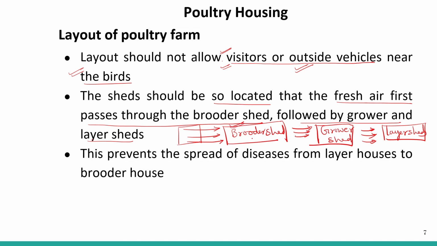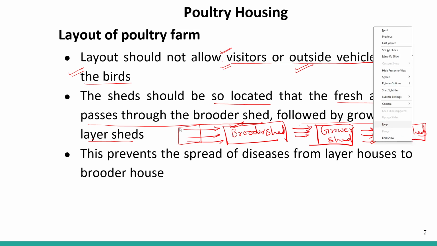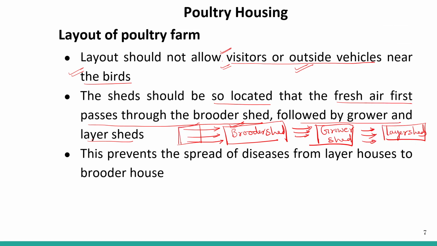So first of all, the brooder shed must be there, then the grower shed, and then the layer shed. And the proper ventilation is towards the brooder shed side. This prevents the spread of diseases from the layer house to the brooder house. So if there is some disease in the layer house, there is less chance of spread of disease from the layer to the brooder side.